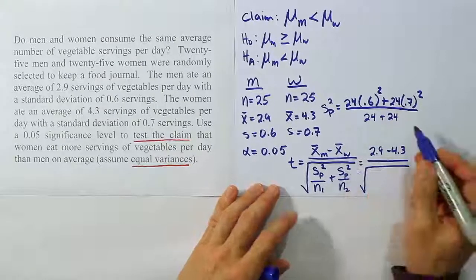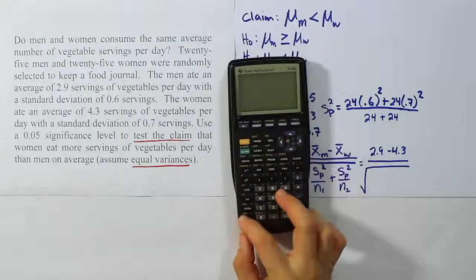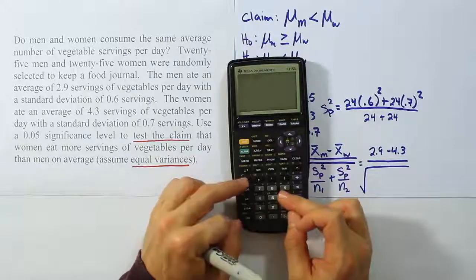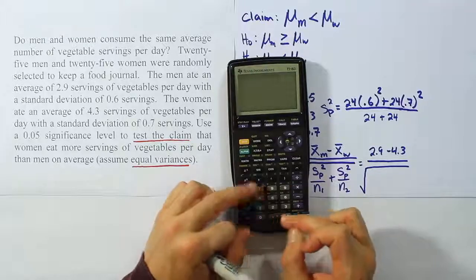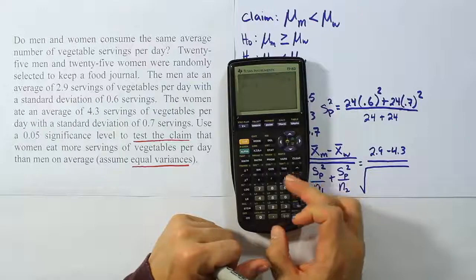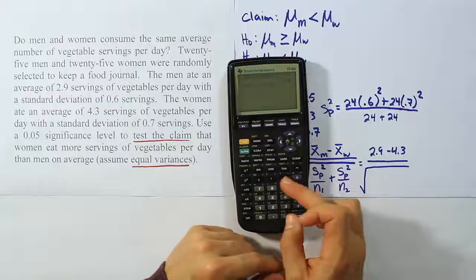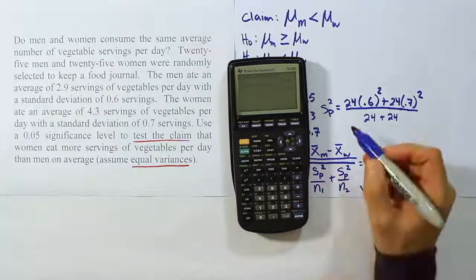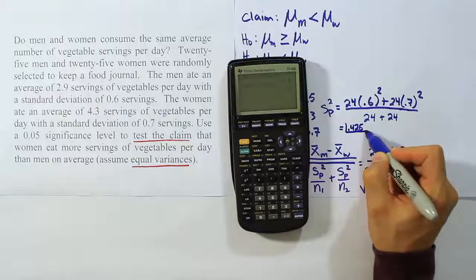So SP squared is going to be worked out in our calculator, so we can plug it in there. Let's do that calculation quickly first. We're going to have 24 times 0.6 squared plus 24 times 0.7 squared. When we enter that, we get 20.4 on top. We'll divide that by the bottom, which of course is 48, but we'll do it as 24 plus 24, just to get practice in using the parentheses there on the bottom. And we end up with 0.425. So it's nice and easy to enter.